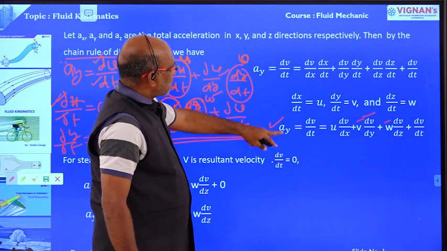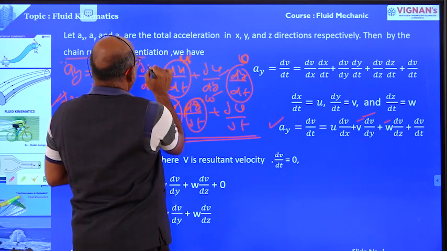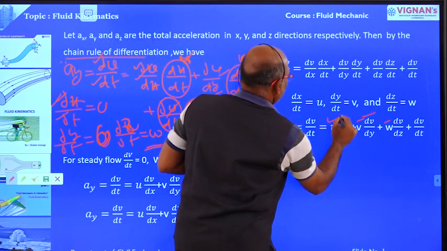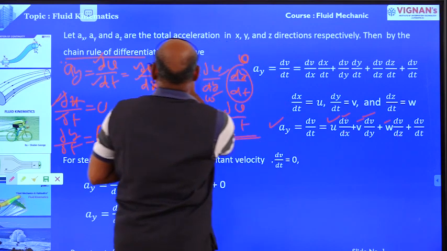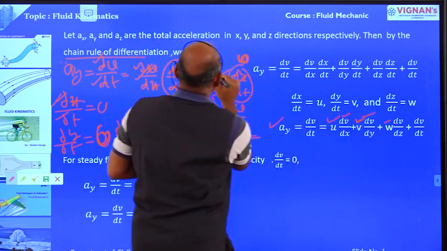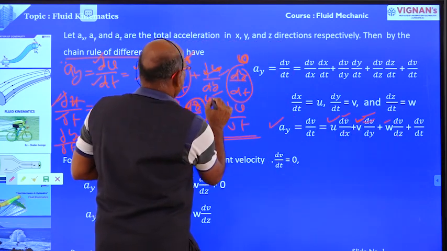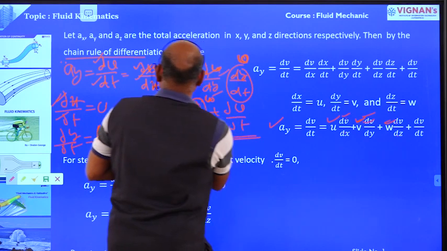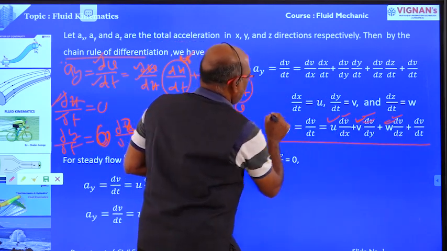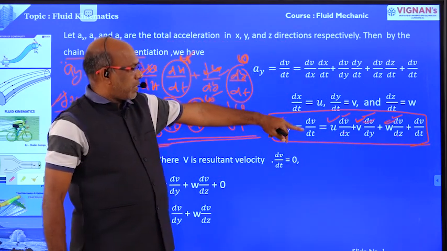Right, now ax is equal to u into dv by dx, next v into dv by dy, next w into dv by dy plus dv by dt. This is the formula for the determination of acceleration in y direction.